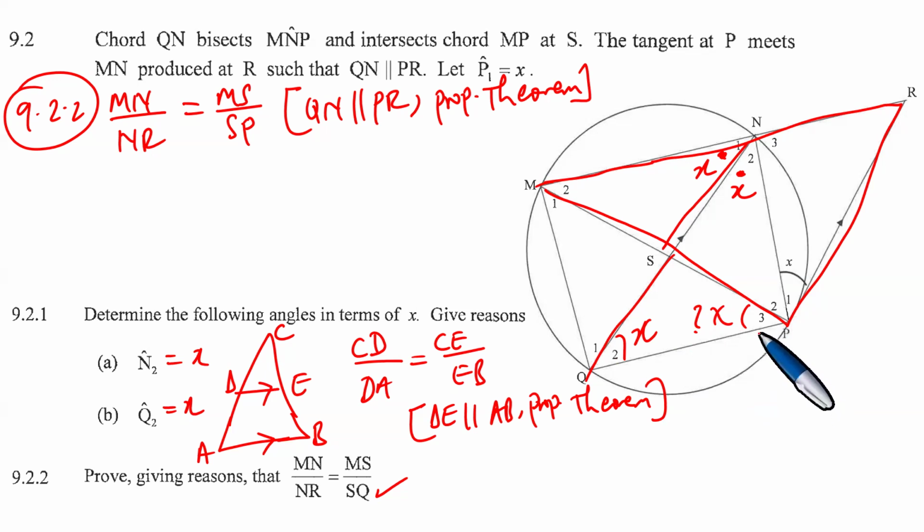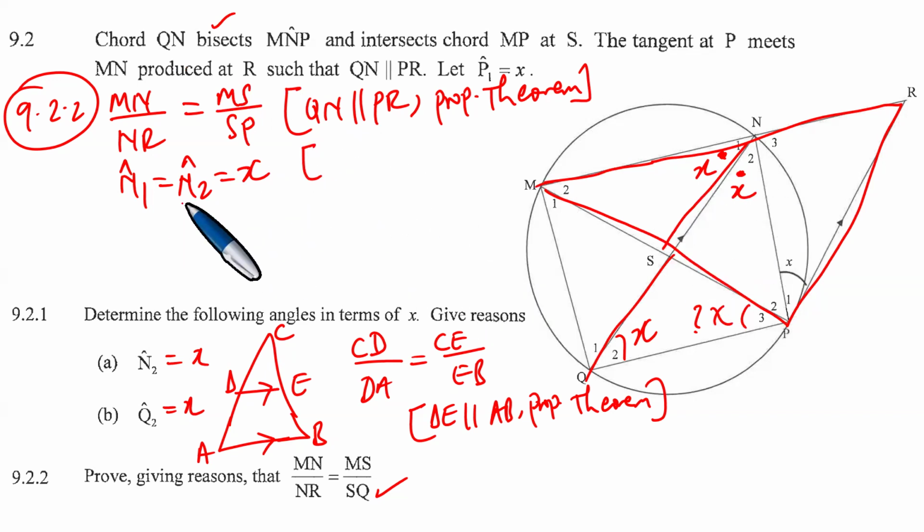But obviously you are able to see that it is equal to X because let's start by saying angle N1, just pay attention. Angle N1 is equal to angle N2 equals X, okay? Why? Because the examiner said that this QN bisects. Why are these equal to each other? Because the examiner told us that this is given. It was given by the examiner that QN bisects the angle MNP.